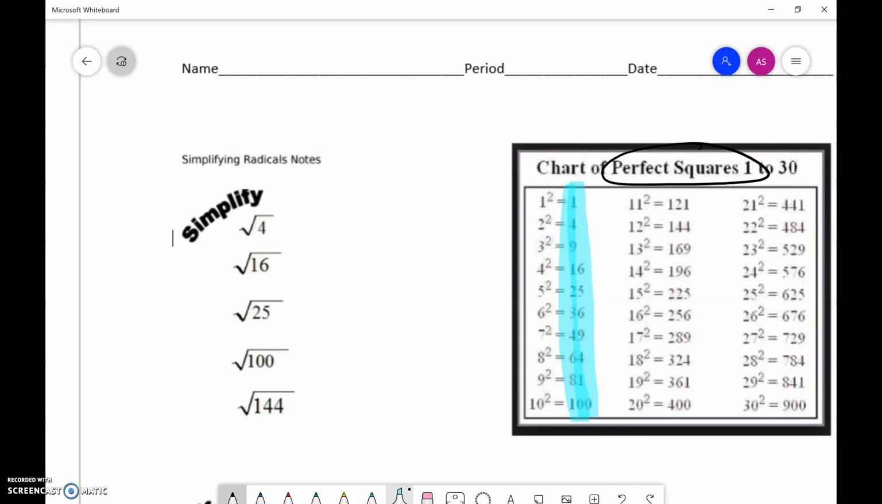I'm asking myself, what number can I multiply twice to get the 4? That number is 2 because 2 times 2. The square root of 16 is going to be 4 because 4 times 4. The square root of 25 is 5. The square root of 100 is 10, and the square root of 144 is 12. So that should just be a quick review. You have seen this part in middle school. If you haven't seen it before, you may want to get with me in tutorial so I can make sure that you understand perfect squares and square roots.